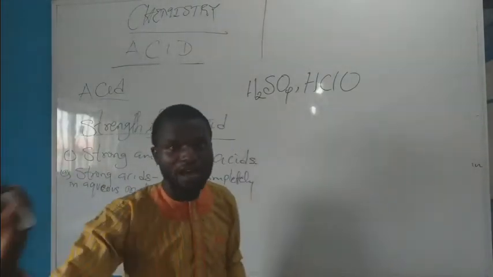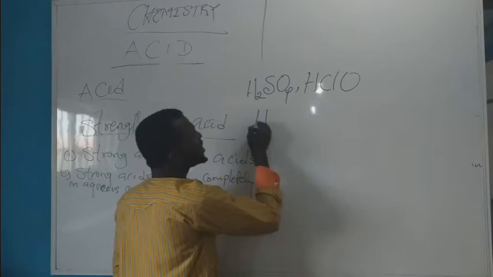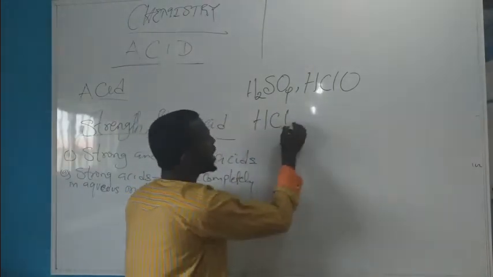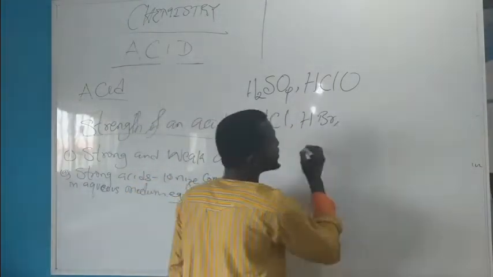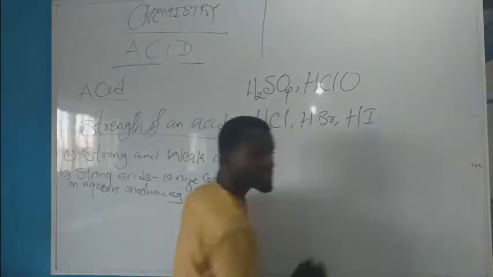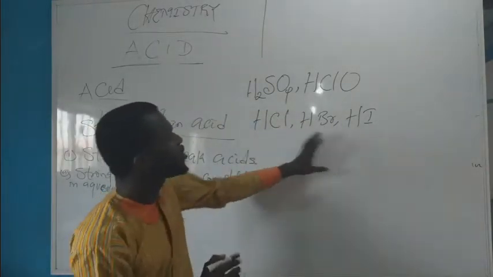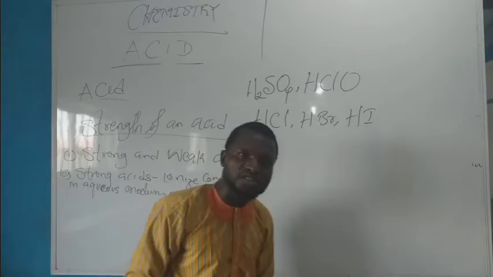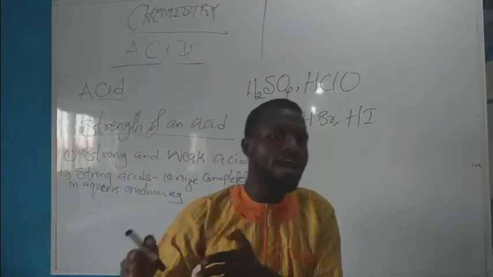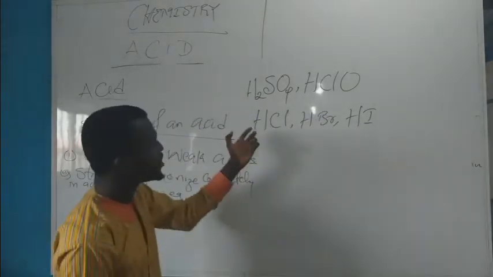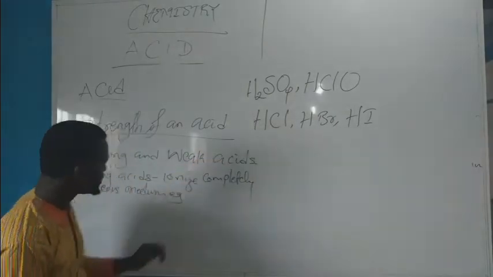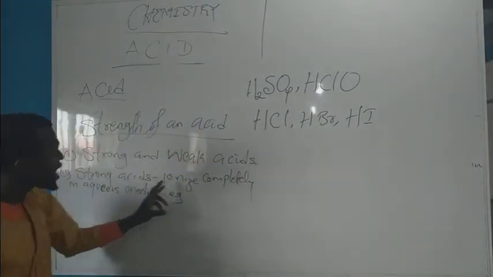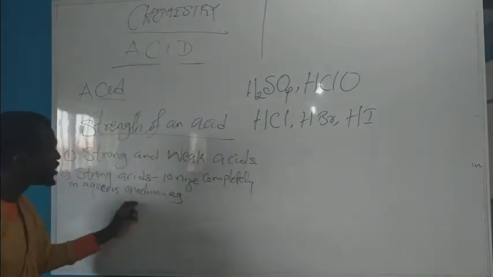Then we have the second class of acid, which is called hydrohalic acids, which embodies a class of acid incorporating a halogen atom. In that we have hydrochloric acid, hydrobromic acid, hydroiodic acid. These categories of acids are subsumed in hydrohalic acid. So note the difference, oxo acid and hydrohalic acid.